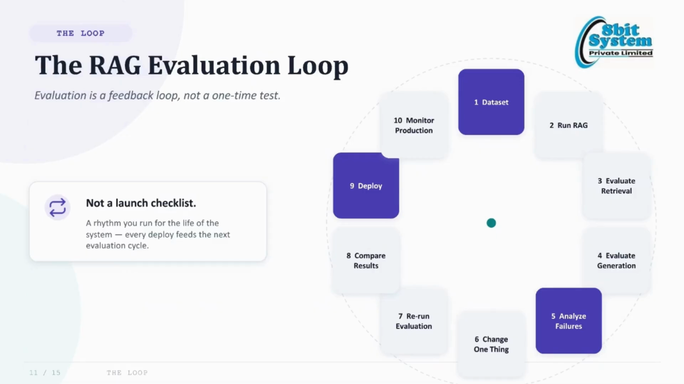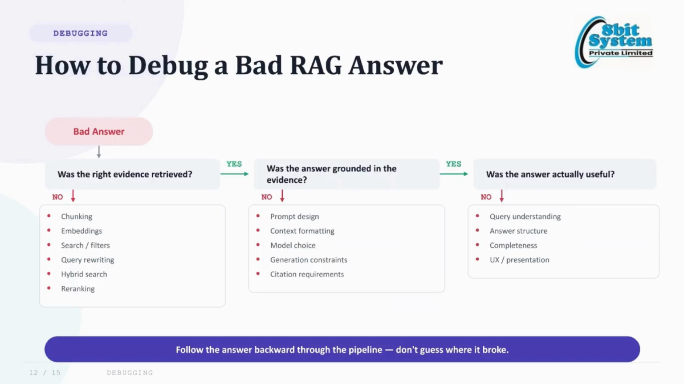This is the core idea of the whole video. Evaluation is a loop, not a checklist. Run your dataset evaluation, retrieval, and generation, analyze failures, then change one thing at a time. Never several at once. Rerun, compare, deploy, monitor production, and feed what you learn back into the dataset and repeat forever. When an answer goes wrong, don't guess, walk the tree.